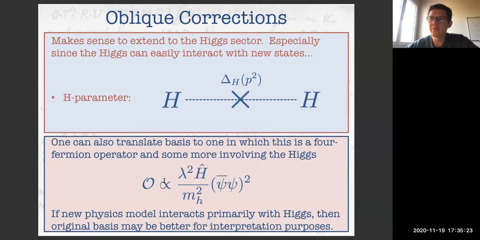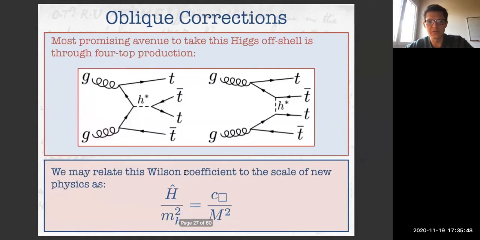Of course, this is basis dependent. If you change basis, then you will get 4 fermion operators with this coefficient here. So I'm not claiming that this is somehow a unique basis, but nonetheless, just like the way we talk about the W and Y parameters, we should talk about this H parameter. And it turns out that it's very, very hard to measure. The most promising place to probe it is really in 4-top production.